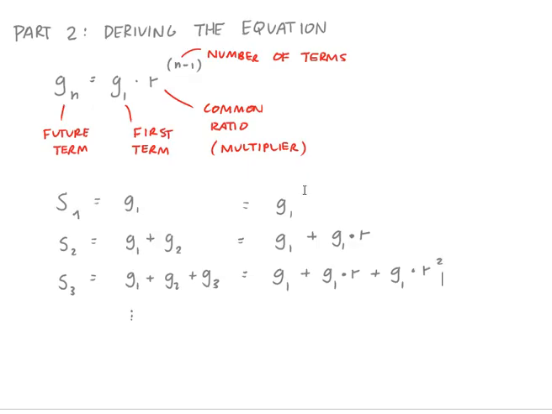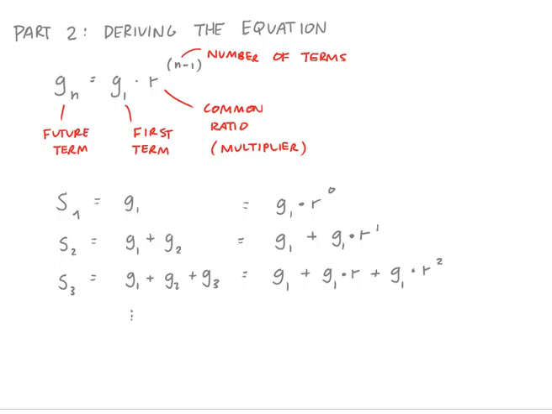And I could come back here. In S2, I said that this was G1 plus G1R. I could put in here R to the first. And I could put in here up at the first one, I could say this is times R to the 0th power. And it's a little bit odd to think about that, but R to the 0th power is just 1, and so that doesn't really change the fact that S1 equals G1.